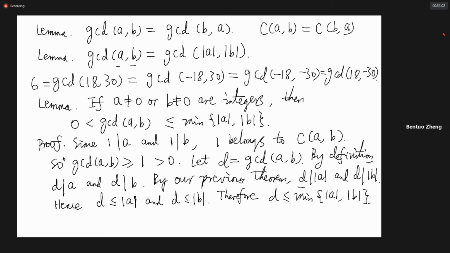All right, so this lemma is particularly useful when you try to find the greatest common divisor of two numbers, where one of them is very big and the other one is smaller. You just need to check the divisors of the smaller one. You don't have to check the larger one because the greatest common divisor is always less than or equal to the minimum of these two. So let's look at an example.